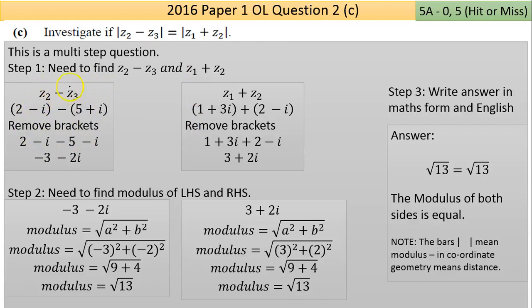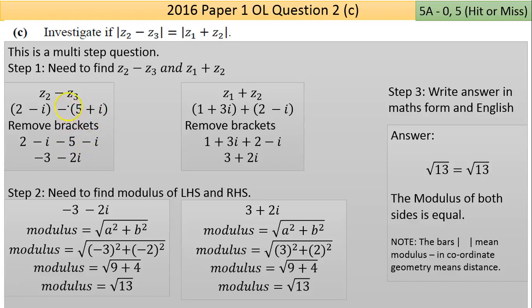So I put Z2 in, put Z3 in brackets, and I'm taking them away. So what's going to happen here, you need to be very careful, this minus is going to multiply into the second bracket. So first bracket's removed with a penalty, 2 minus i. Minus by plus 5 is minus 5, minus by plus i is minus i.